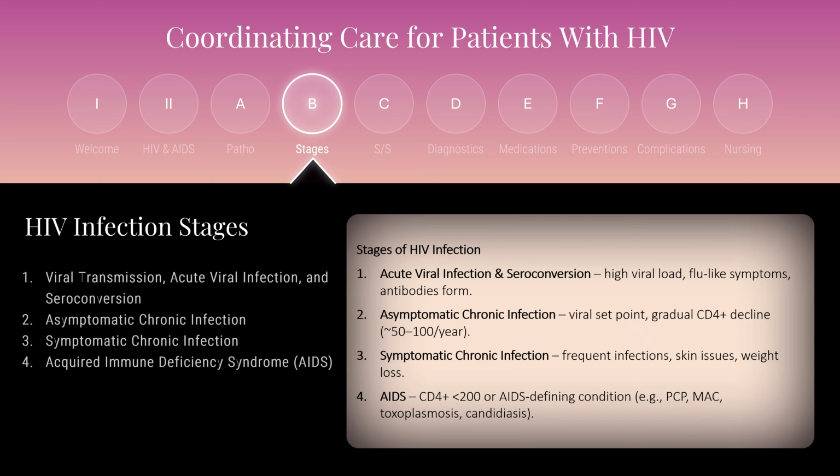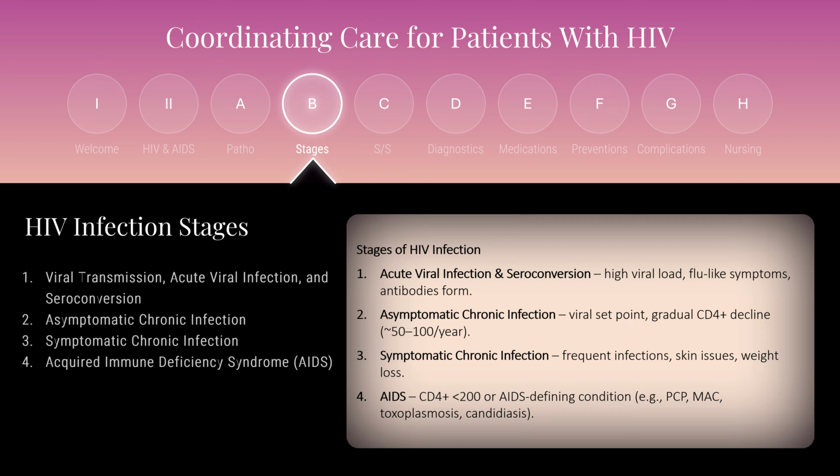On the third, the symptomatic chronic infection, the CD4 count declines, and the symptoms are frequent infections, skin problems, lymphadenopathy, and weight loss. Without treatment, it progresses to AIDS in about 2 years.